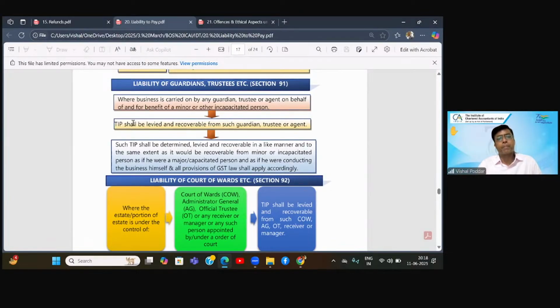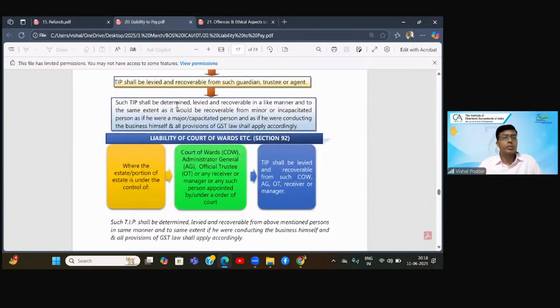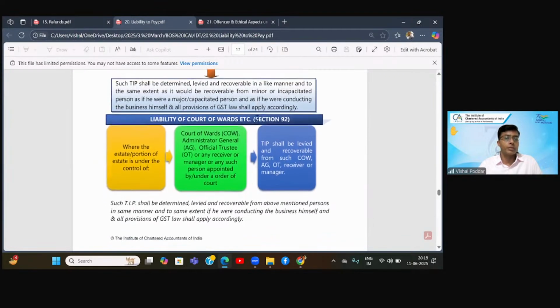In such a case, the tax, interest, and penalty shall be levied and recoverable from the guardians or the trustees or their agents. Such tax, interest, and penalty shall be determined, levied, and recoverable in a like manner and to the same extent as it would be recoverable from the minor or incapacitated person, as if he was major or capacitated, and as if he was conducting the business himself, and all the provisions of the law shall apply accordingly. Now, this is interesting. So, even the liability may be recoverable from the minor or the incapacitated person.